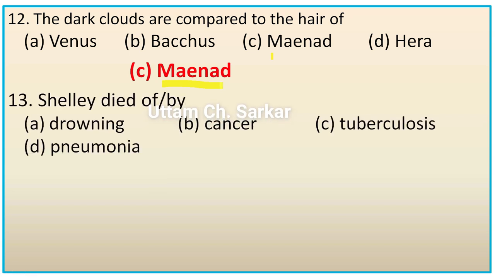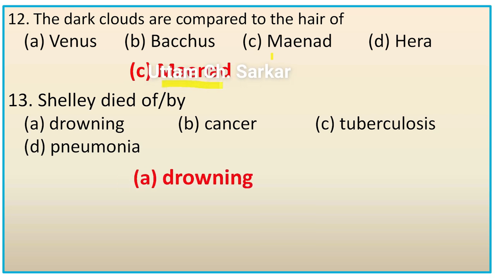Next, question number 13. Shelley died of or by: the options are drowning, cancer, tuberculosis, pneumonia. We know that Shelley died by drowning. So the right option is A, drowning.